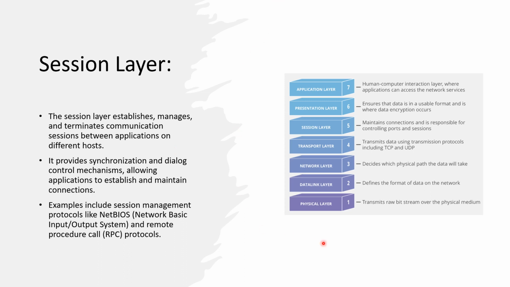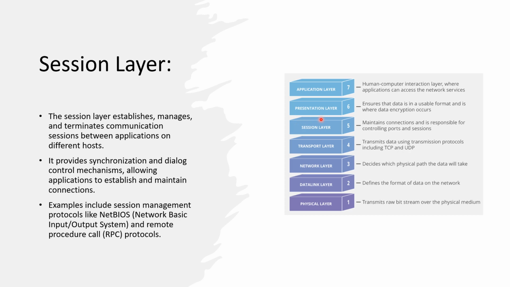As we discussed, physical layer transmits raw bit stream over the physical medium. Data link layer defines the format of data on the network. Network layer decides which physical path the data will take. Transport layer transmits data using transmission protocols including TCP and UDP. Session layer maintains connections and is responsible for controlling ports and sessions.